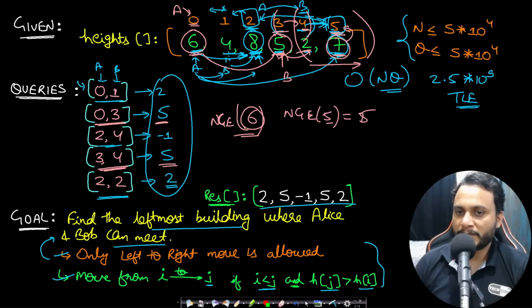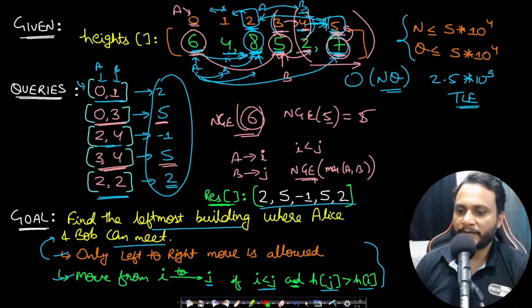Okay, so this problem is all about, given the index of Alice as i and the index of Bob as j, where I will assume that i is less than j, then the problem says that find the next greater element of the maximum of Alice and Bob. Okay, we don't want to exactly find the element, but find the index of that element, right?